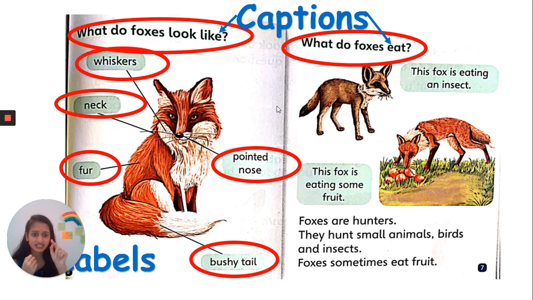This fox is eating an insect. This fox is eating some fruit. Now I'm reading the lines below. Foxes are hunters. They hunt small animals, birds, and insects. Foxes sometimes eat fruits. Now you tell me, is this a story or is this real? It's not a story, it is real.